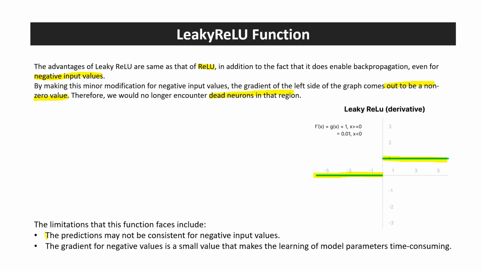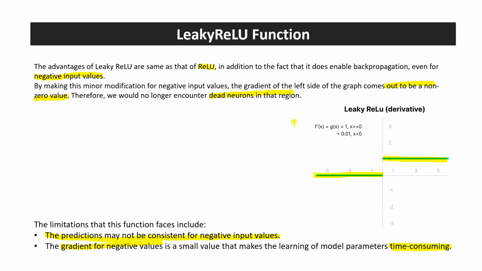The prediction may not be consistent for negative input values. That is one major disadvantage, because while making predictions, the negative values are not consistent. The second one is that the gradient for negative values is a small value, 0.01, which makes the learning of the model parameters time consuming, because the weight update is so small. Yes, we can update the weight, but it's really time consuming. This is a limitation of Leaky ReLU.